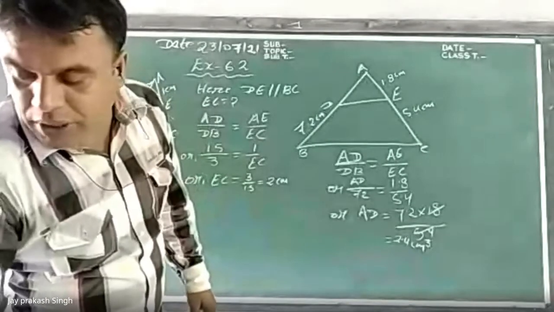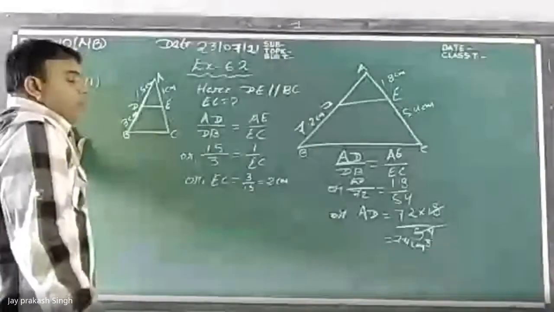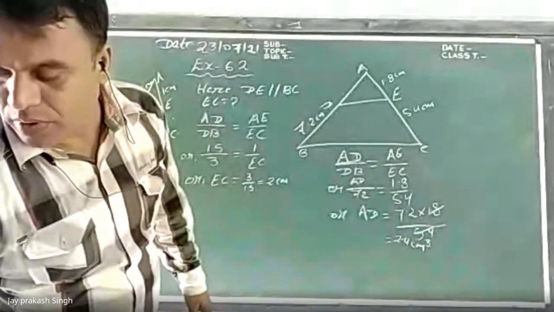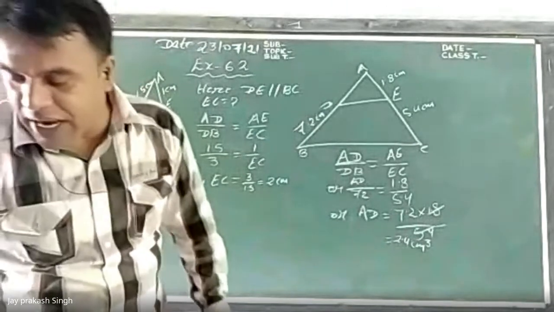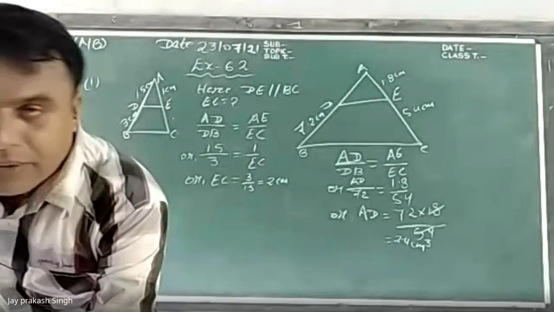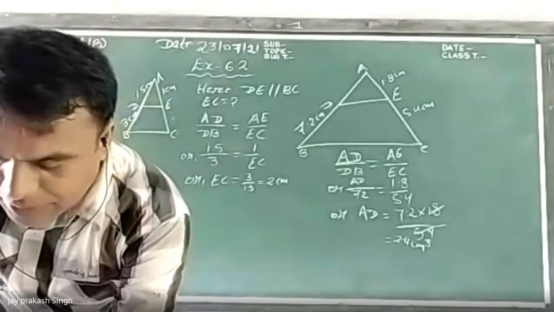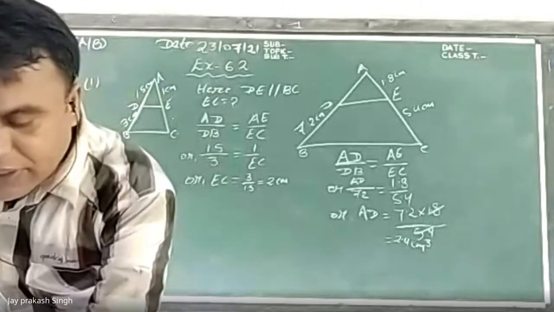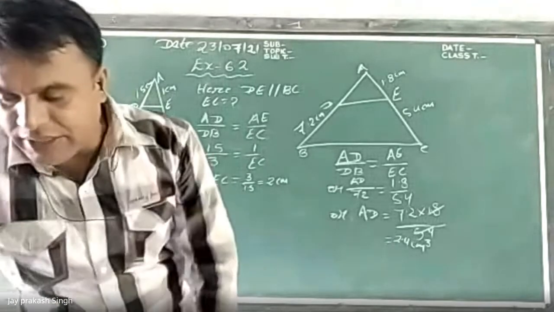Now, question number two. In question number two, there are three problems given, so we have to solve question number two. Here, E and F are points on the sides PQ and PR respectively in triangle PQR. For each of the following cases, we have to state whether EF is parallel to QR or not.